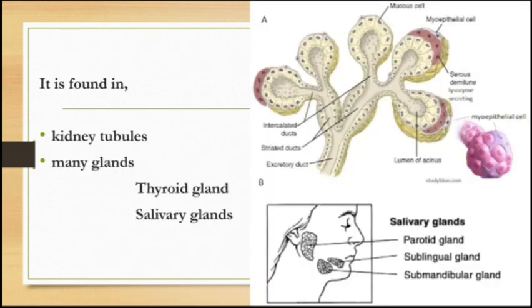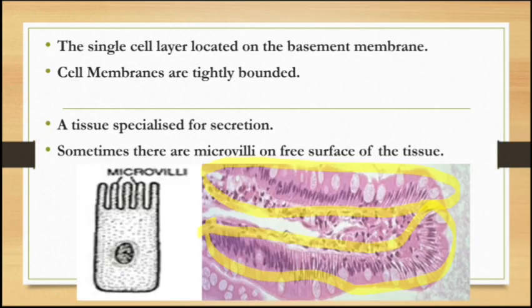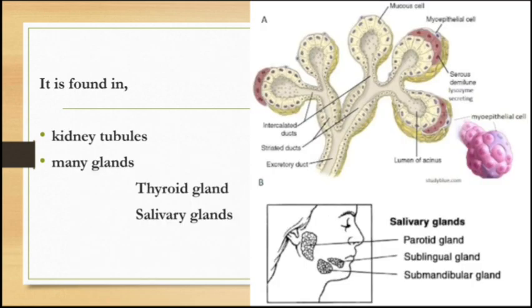So it's found in kidney tubules. This is a kidney tubule, and many glands, thyroid glands, salivary glands. In this diagram, there are salivary glands here. So they are simple cuboidal epithelial cells.